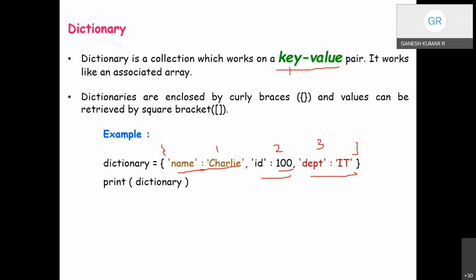Every member of the dictionary has two parts: the key, which is a general term, and the value assigned to the key. For example, name. So the three keys present in the dictionary are name, ID, and department, and the corresponding values are Charlie, 100, and IT. Is it clear? So print dictionary will show the result of all the values.